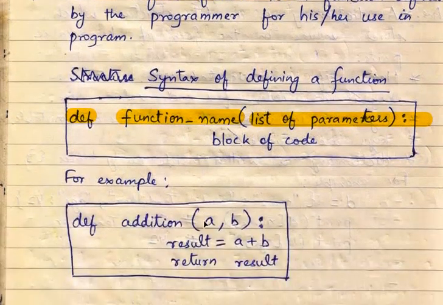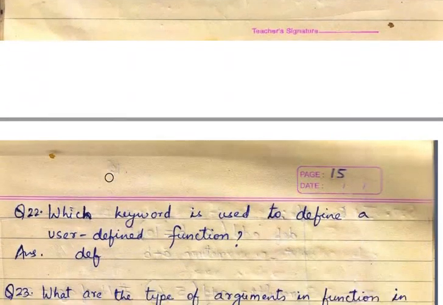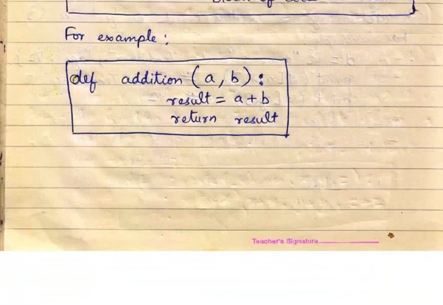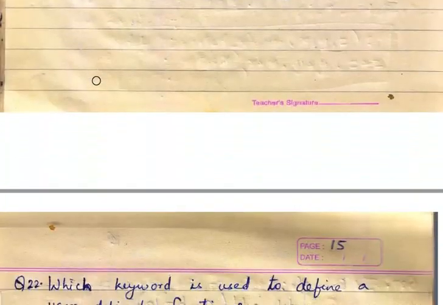For example, if I am creating a function called addition, def is a keyword, addition is the function name, a and b are the values whose addition I want to find out, and result is a variable that is storing the addition of a and b, and the result is being returned. So this is a function, and I suppose you now know how to create a function. And one last question: which keyword is used to define a user defined function? I suppose you have understood that the def keyword is used every time we are defining a function, so the answer would be def.